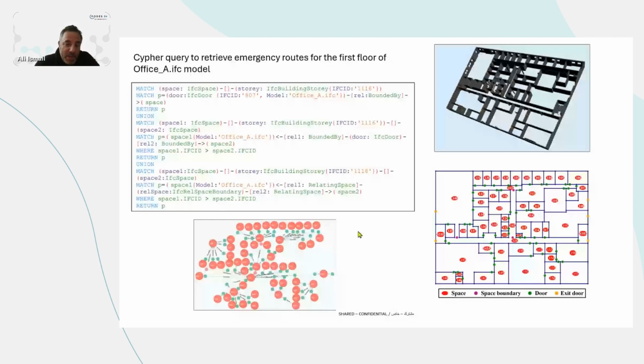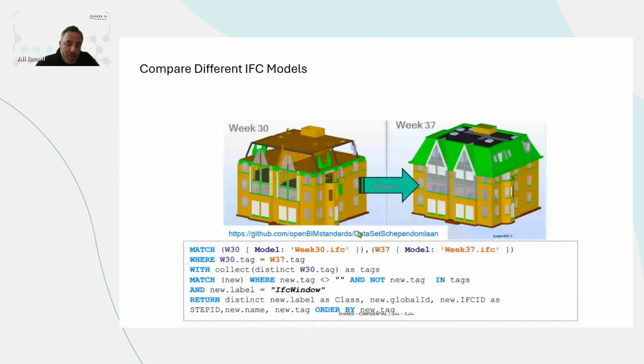Another example, as I mentioned, if we import two versions of the same model, and we assume that at least the IDs of the element are identical, or the tag attribute in this case is identical between elements which are not added or removed. So in a simple query, we can find out which element has been added or deleted for that model.